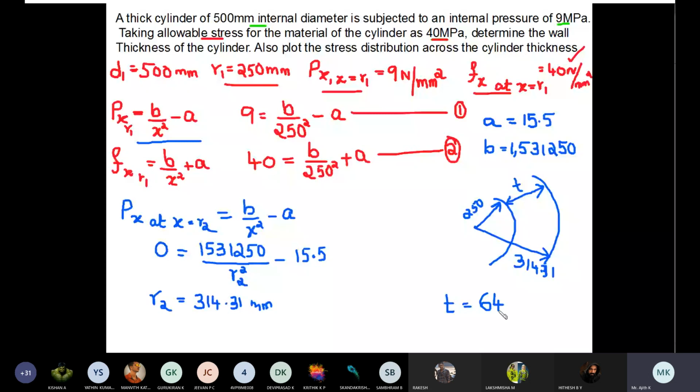64.31 mm. This is the required answer, thickness of cylinder. After this, you have to calculate Px at middle surface, calculate Fx at outer surface and middle section, and plot the stress distribution similar to the previous problem. So that completes the solution of this problem.